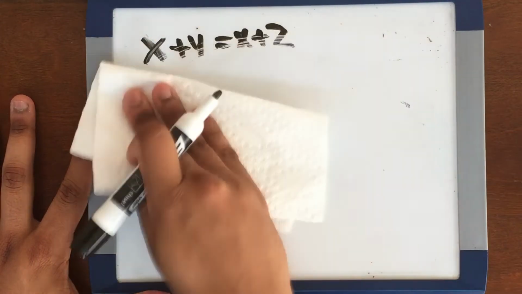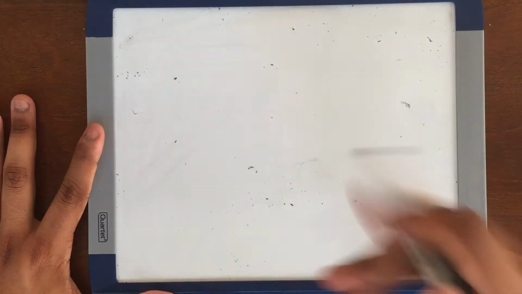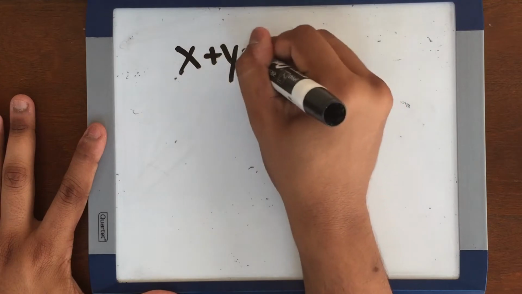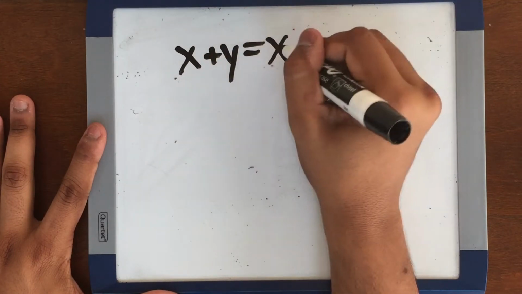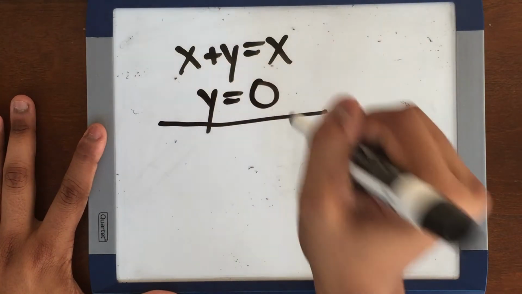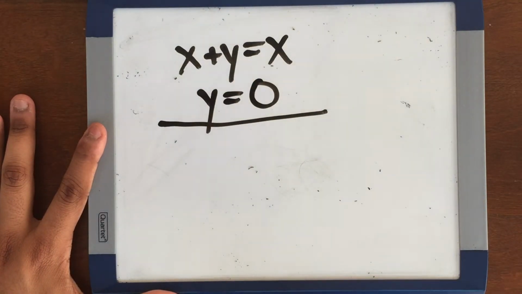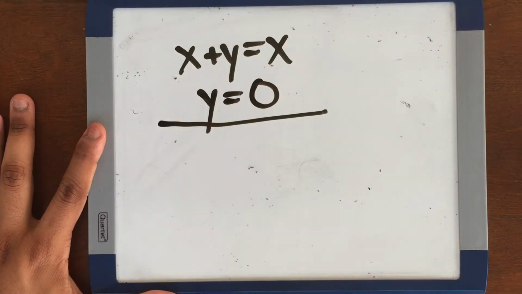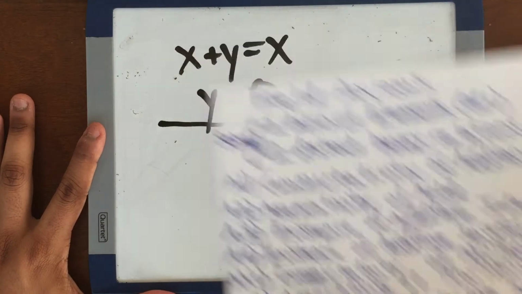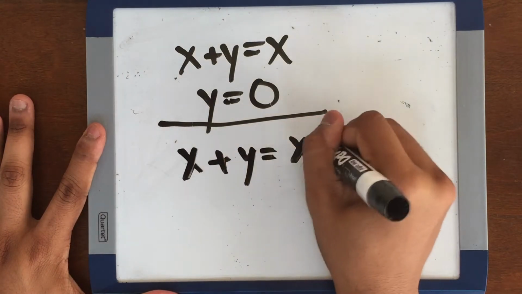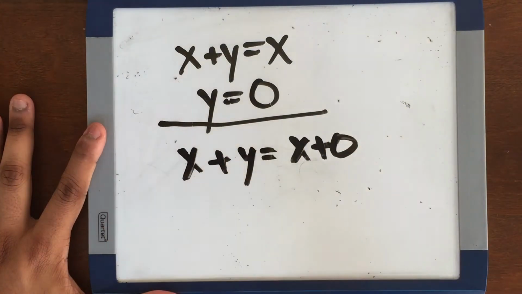Let me do one more example before we go on. It's a very commonly understood statement that if x plus y is equal to x, then y will equal 0. So to be able to say something like this, we have to first, because we have the additive identity, say x plus y is equal to x plus 0, because if it's an identity, adding it will not change the structure of the equation.